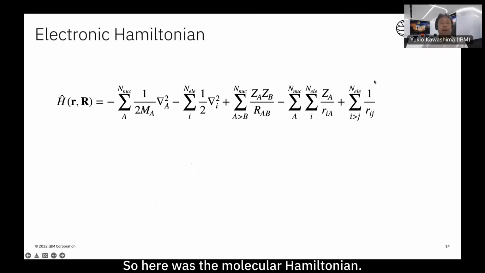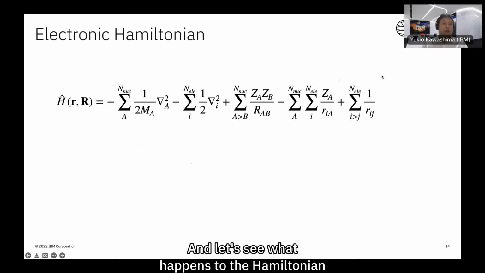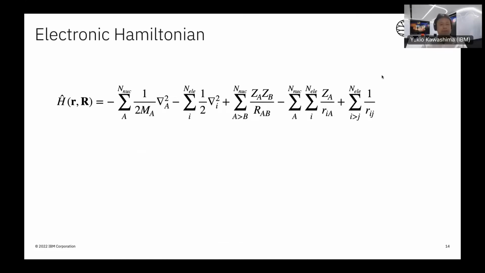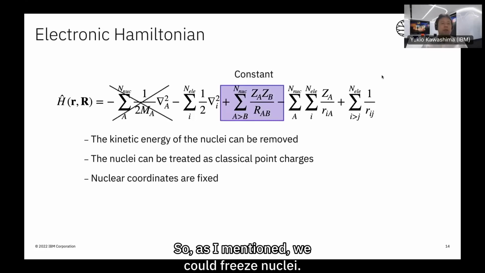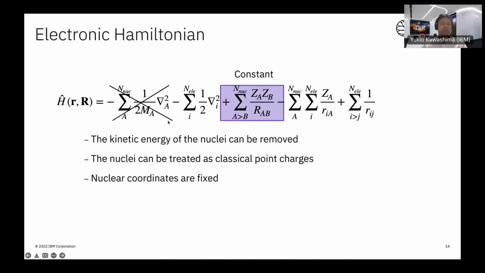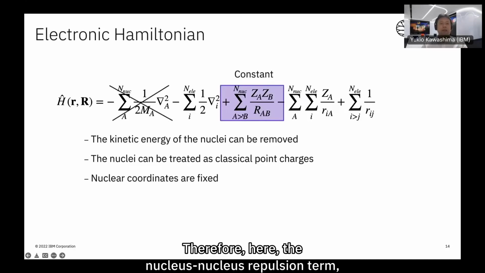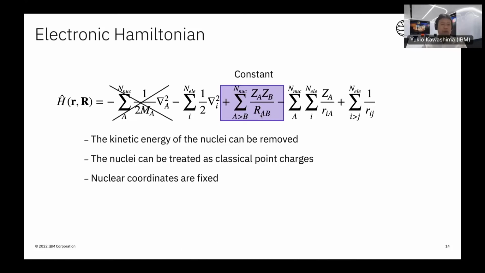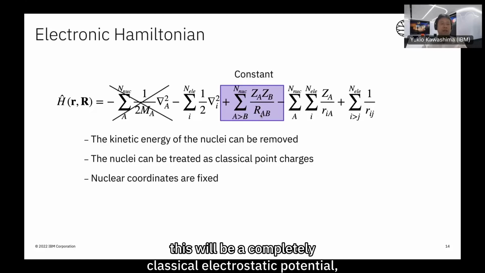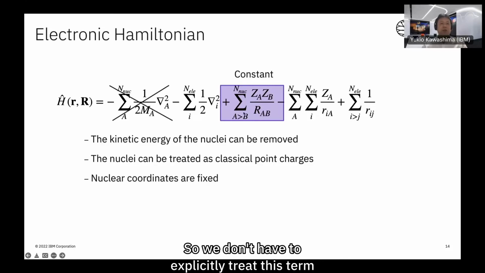So here was the molecular Hamiltonian, and let's see what happens to the Hamiltonian after applying the Born-Oppenheimer approximation. As I mentioned, we could freeze the nuclei, so the kinetic energy of the nuclei can be removed. And also, the nuclei can be treated as classical point charges, and the nuclear coordinates will be fixed. Therefore, here, the nucleus repulsion term will be a completely classical electrostatic potential, and this will be a constant, so we don't have to explicitly treat this term when we solve the problem. It'll be just a simple shift in the energy.